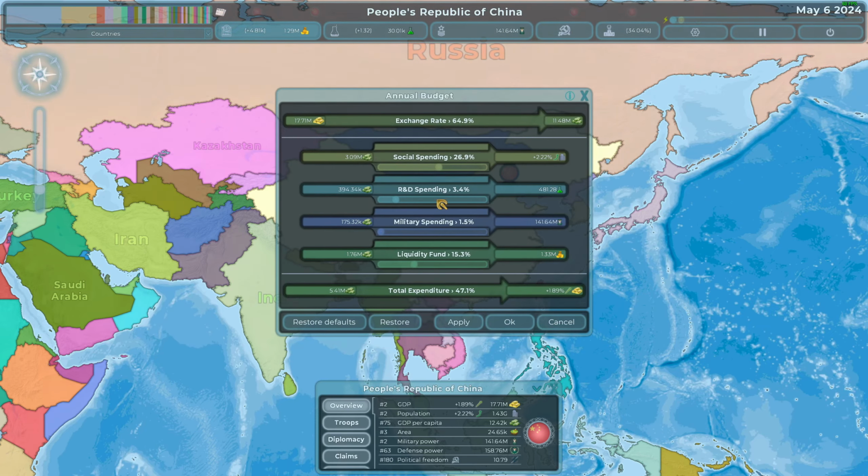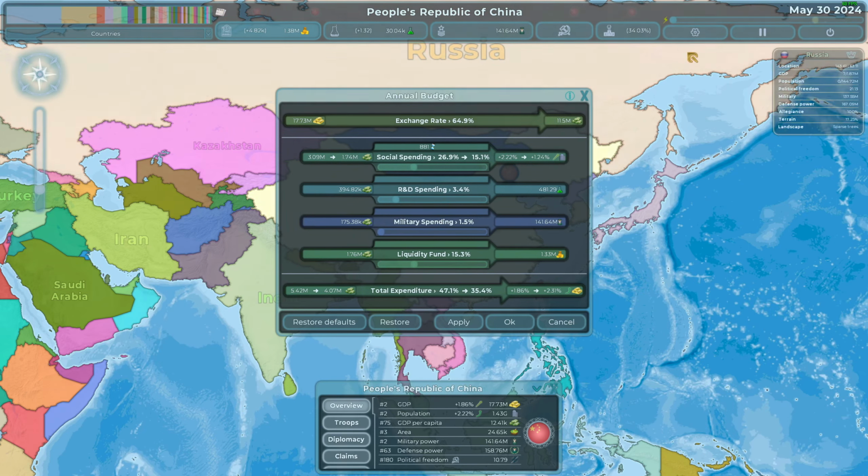Okay, so your budget. Social spending increases your population growth, as you can see. Which, in effect, lowers your GDP per capita, because more population means less GDP to go around for everyone. It's good for a long-term economic focus. I usually put this at 15.